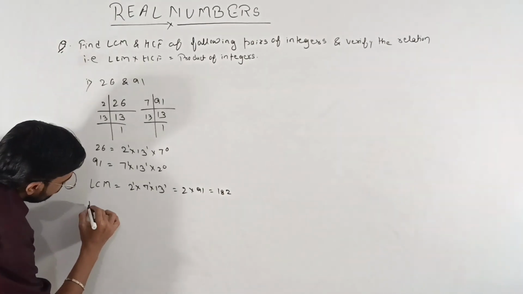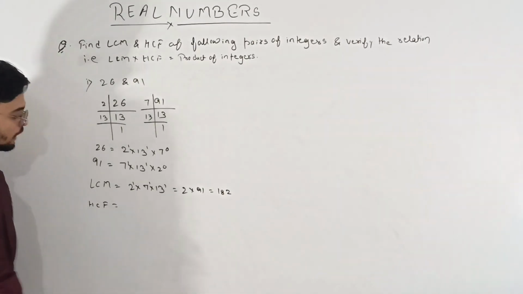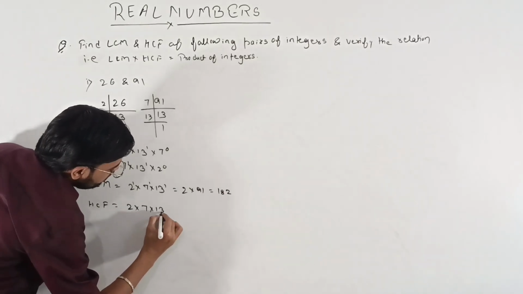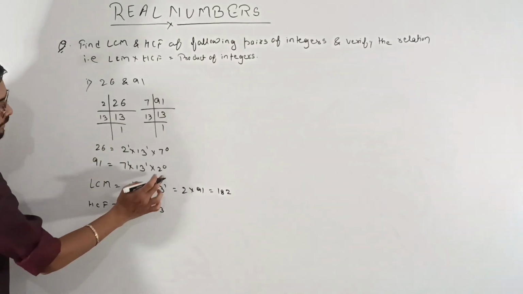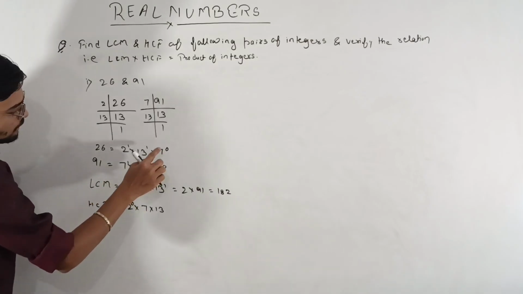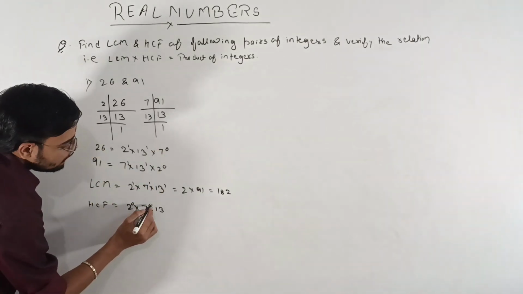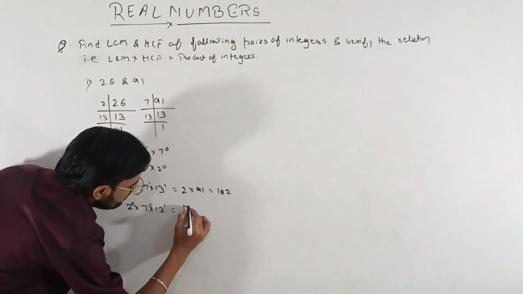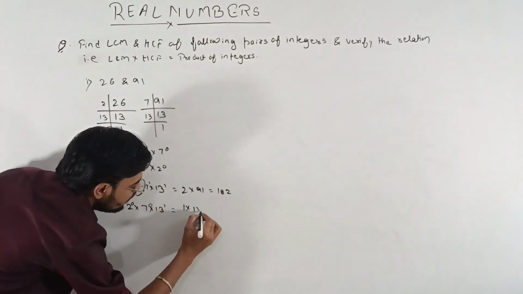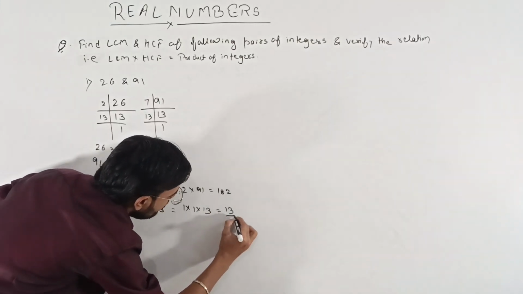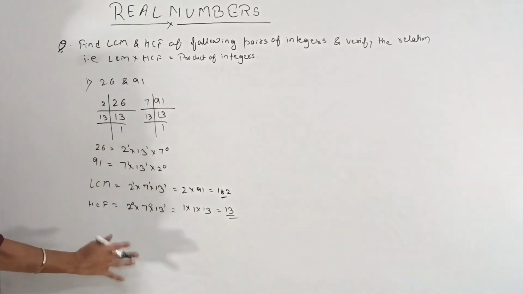Now HCF. For HCF, we take the smallest power of all these three, 2, 7 and 13. The smallest power of 2 is 0. The smallest power of 7: this is 1, this is 0, so it is 0. And 13 is 1. Then 2 to the power 0 is 1, 7 to the power 0 is 1, 13 to the power 1 is 13. Then HCF is 13 and LCM is 182.